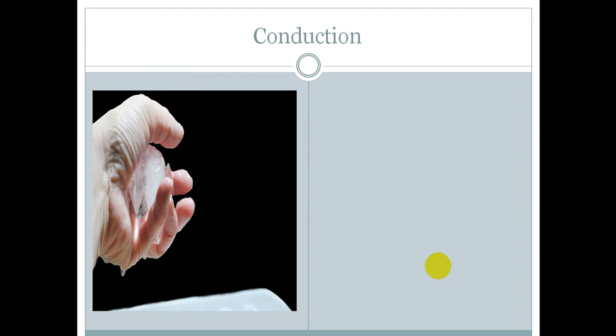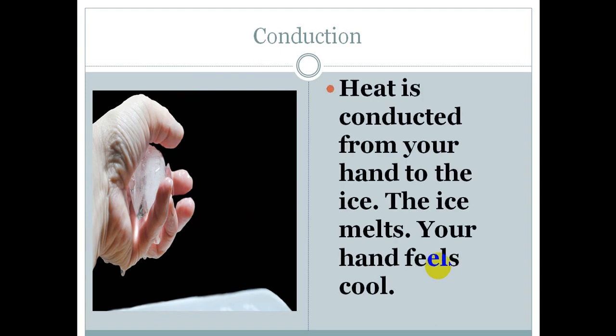Have you ever caught a piece of ice like this? What happens to your hand when you do so? Heat is conducted, it moves, it transfers from your hand, because it's the hottest, to the ice, which is cold. Heat moves from the hot object to the cold one. So what will happen to the ice and what will happen to your hand? The ice will get heat, so it melts. What about your hand? Your hand will lose heat, so your hand feels cool or a little bit cold.